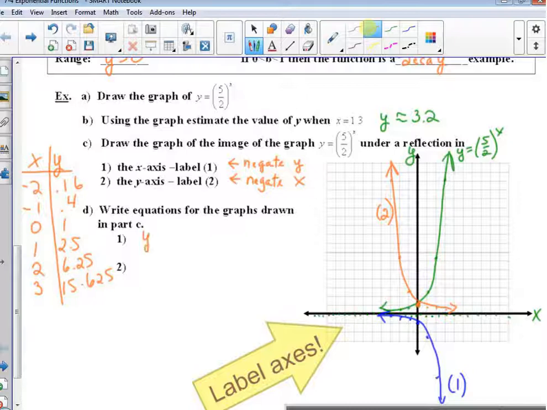So the equation would be y equals negative 5/2 to the x. We've already talked about reflections over the x-axis. You're negating the y, but then you'd have to solve it for y, you'd have to put a negative in front of the 5/2 to the x. For number 2, it would be negate the x, so it's going to be 5/2 to the negative x, which is equal to, from our exponent rules, 2/5 to the positive x. If you want to plug those in your calculator, you will see they will give you these graphs.